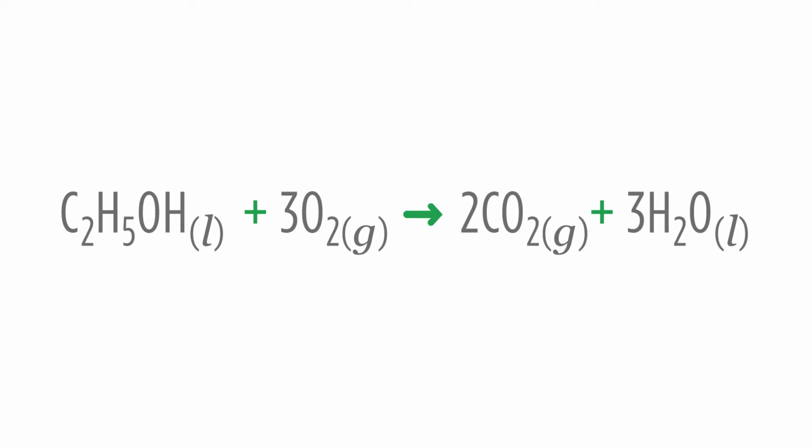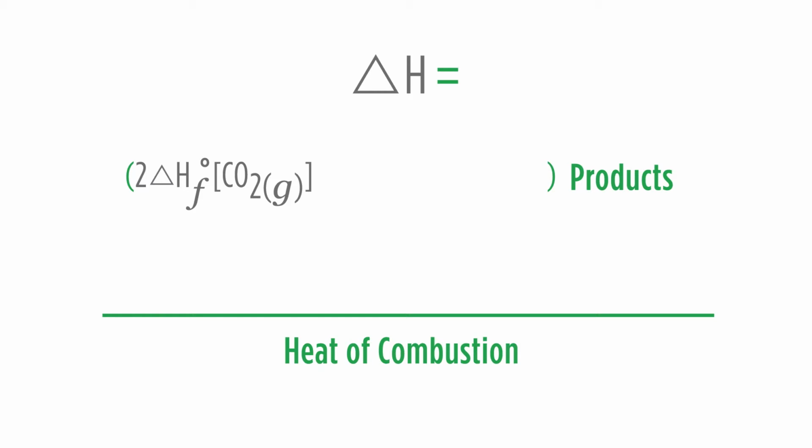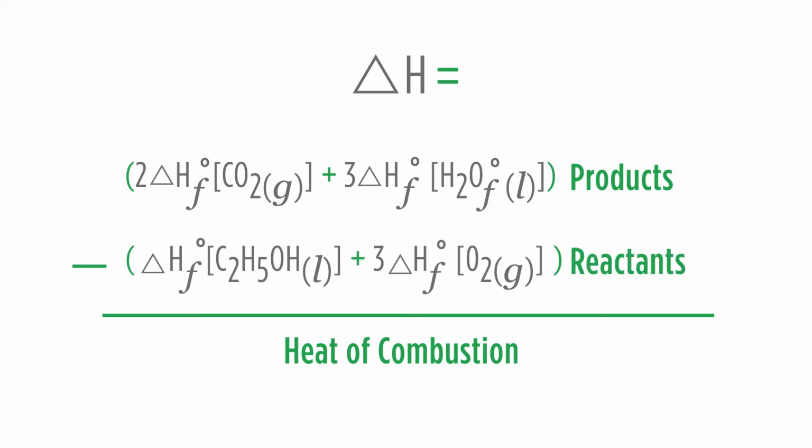We can use the formula, the sum of the products minus the sum of the reactants, to calculate the heat of combustion. So delta H equals, for the products, the coefficient 2 times the standard heat of formation for carbon dioxide plus the stoichiometric coefficient 3 times the heat of formation for water, minus the reactants: the heat of formation for ethanol, plus the stoichiometric coefficient for oxygen 3 times the heat of formation for oxygen.